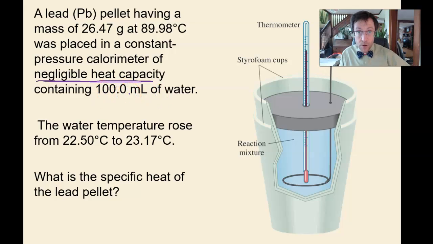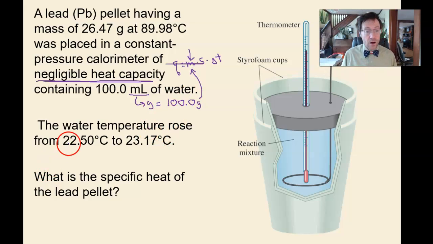Now you guys remember, because you're chemistry geniuses, that by definition one milliliter of water is equal to 1 gram of water. So 100.0 milliliters is equal to 100.0 grams of water. And why do we need to know that? Because in the equation Q equals m s delta T, this is mass, so you have to use grams. Next. The water temperature rose from 22 to 23.17.